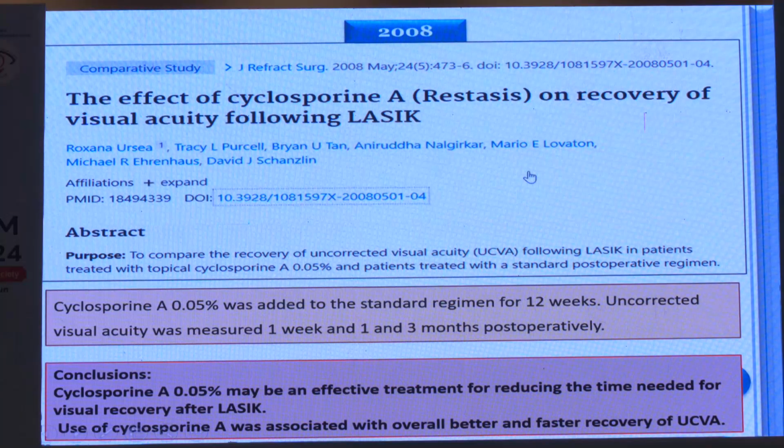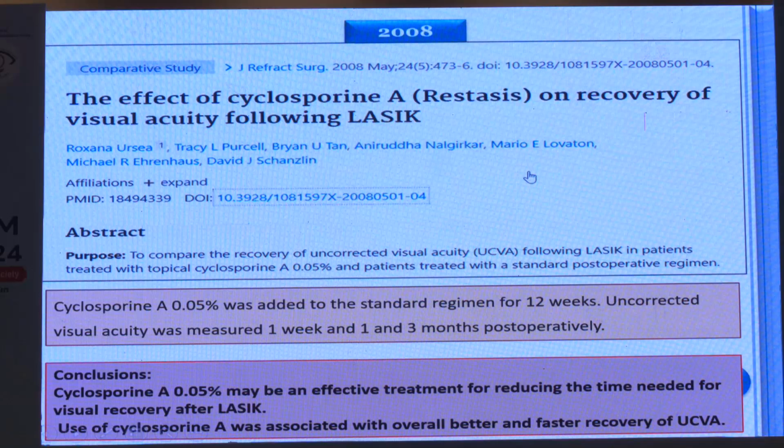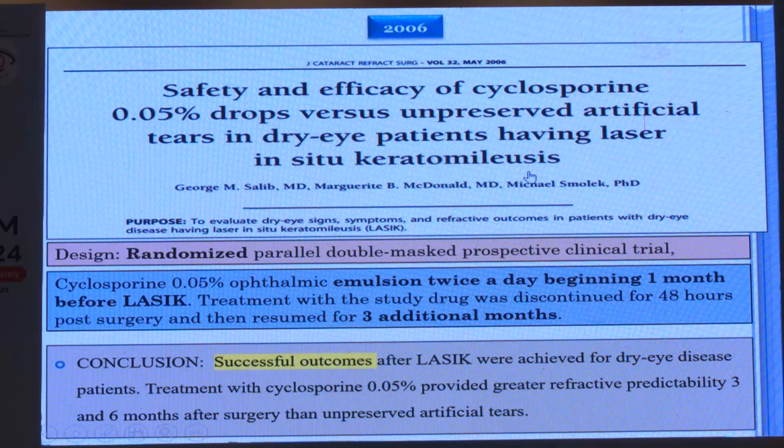This is another study which has shown that it is an effective treatment for reducing the time needed for visual recovery after LASIK. Why? Some of the patients of LASIK will read 6/6, but they will have that subjective feeling of blurriness. So all these factors are there, and that is what has been shown in studies, that somebody who has been using cyclosporin has this feeling much better, and they have faster recovery of vision.